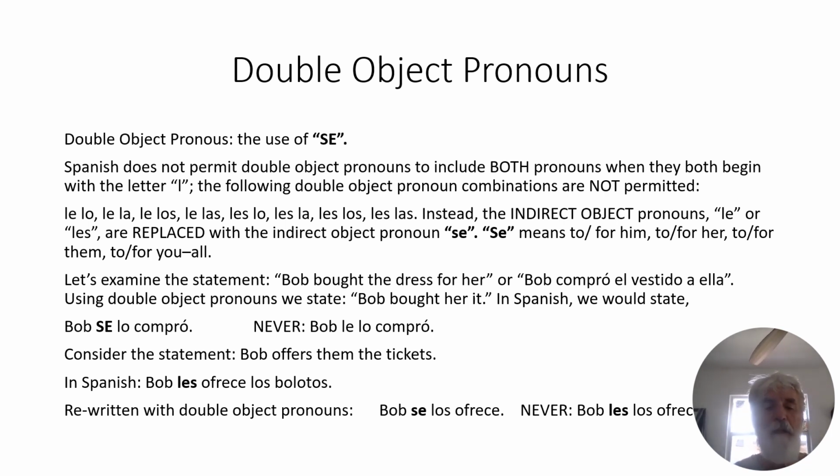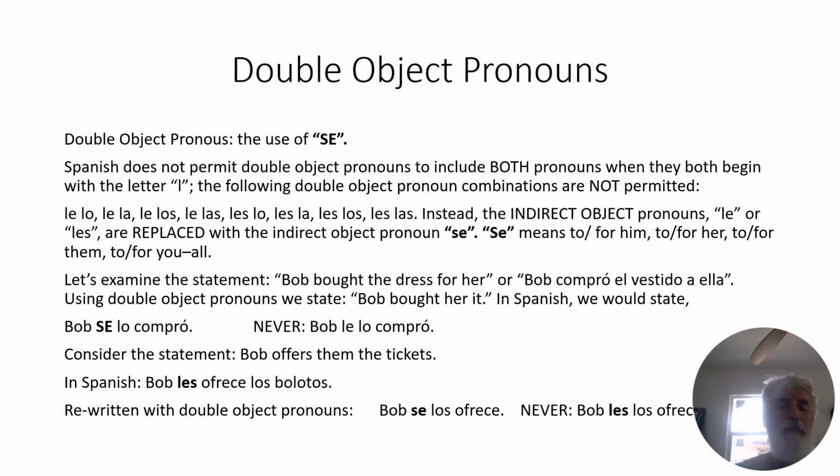So Bob bought the dress for her, okay? Or Bob compró el vestido a ella. Okay, now that's without double object pronouns. Now, what if we wanted to now use it with double object pronouns? In English, we would say, Bob bought her it. Indirect object, direct object. And in Spanish, we would say, Bob se lo compró.